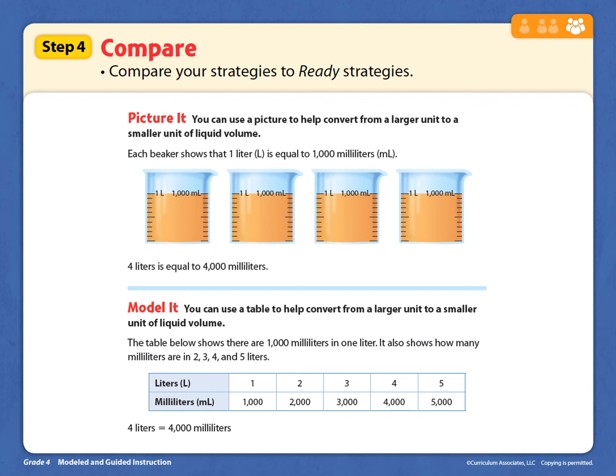Model it. So you can use a table to help convert from a larger unit to a smaller unit of liquid volume. The table below shows there are 1,000 milliliters in 1 liter. It also shows how many milliliters are in 2, 3, 4, and 5 liters. So again, 4 liters is equivalent to 4,000 milliliters.